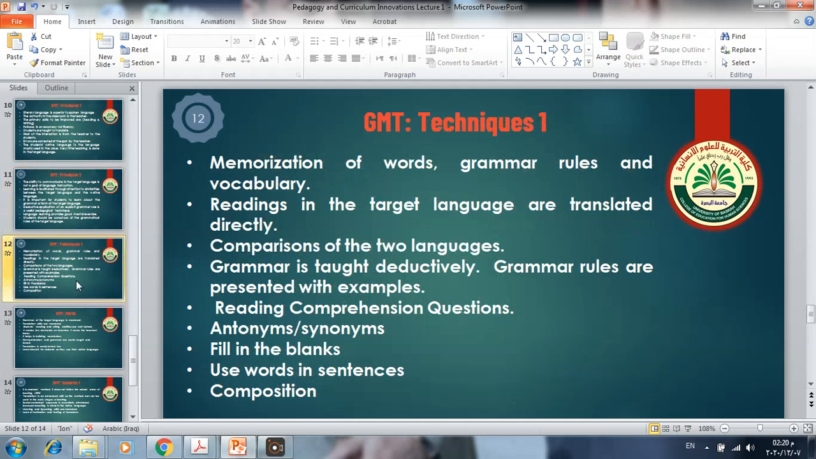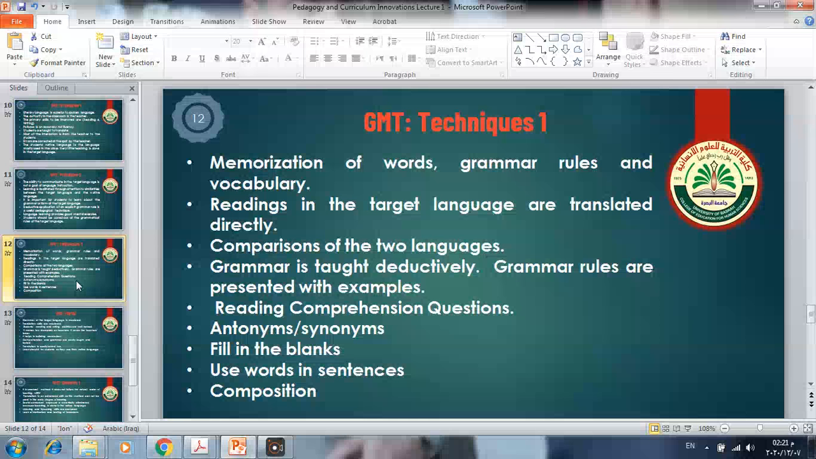Now, what are the techniques that we use in the grammar translation method to help our students learn the language? Of course, the first thing is memorization of words, grammar rules, and vocabulary. The students are given lists of words and their meanings in the native language, and they are asked to memorize these words. Students are given grammar rules, and they are asked to memorize these grammar rules and generate their own examples according to these rules.